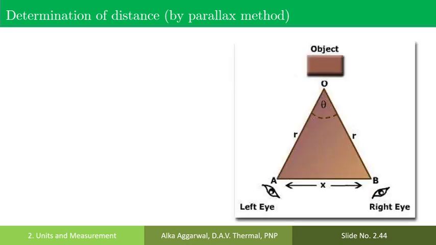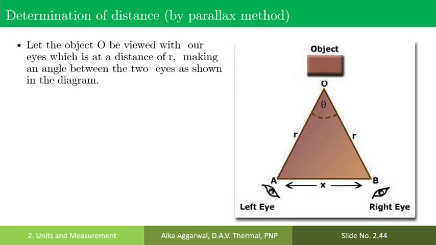Distance between two eyes is basis and angle AOB is a parallactic angle. This is an object which is viewed first from the left eye closing right eye and then from right eye closing left eye. The distance between the observation points is called basis and the angle AOB is called parallactic angle.